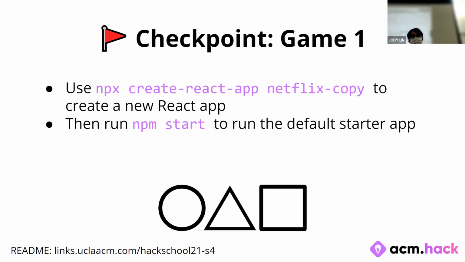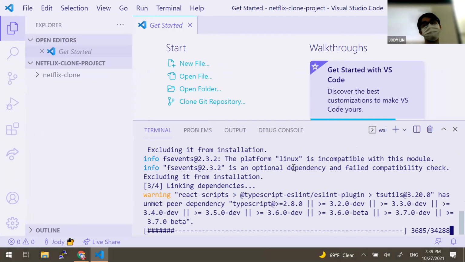That's where I hand it off to you guys. Our first checkpoint is, if you want to follow along and create your own episode list, you can start and basically copy what I did. Use npx create-react-app to create a new React app, and once it's done, you can try to use npm start to run the default starter app. I'll give you 5 to 10 minutes for that, while I also wait for my project to be created. If any of you run into any issues, don't hesitate to raise your hand, and a mentor will come over and help you.